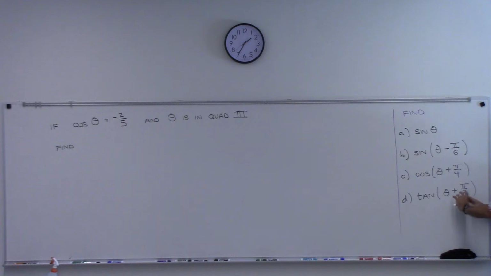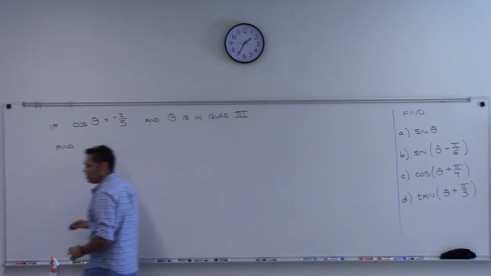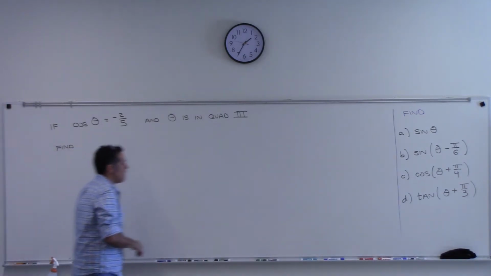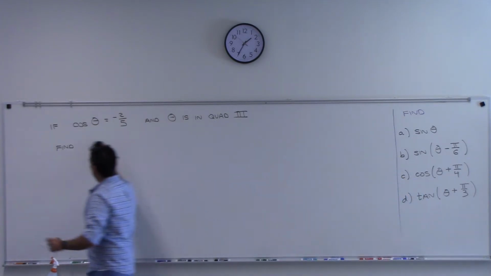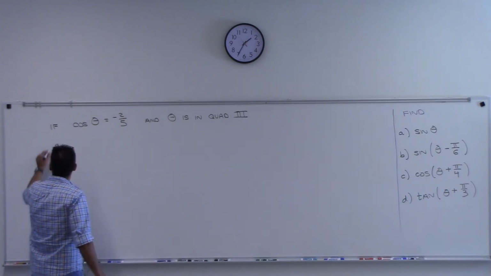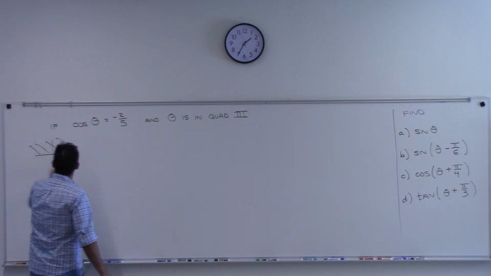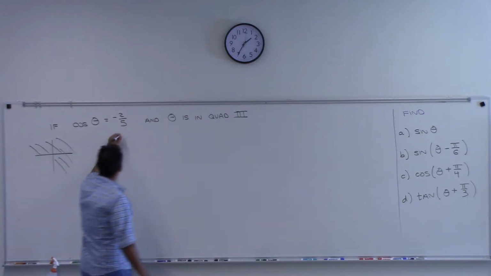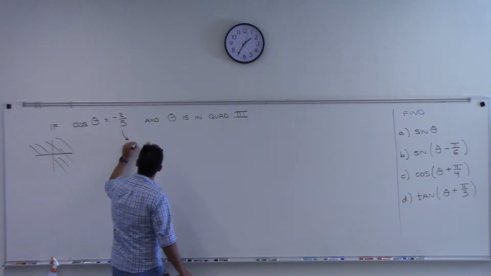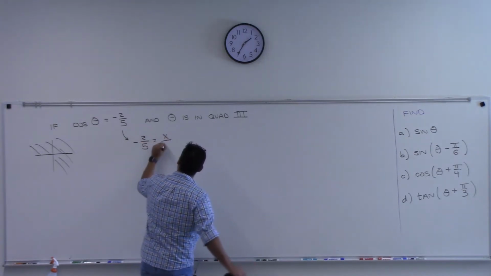Use the tangent sum formula, break it up, and then just fill everything in. So let's start doing this. We're in quadrant 3, right? And we're given cosine, which is x over r. So I'm going to put negative 2/5 like this, and then I'm going to write x over r, right?